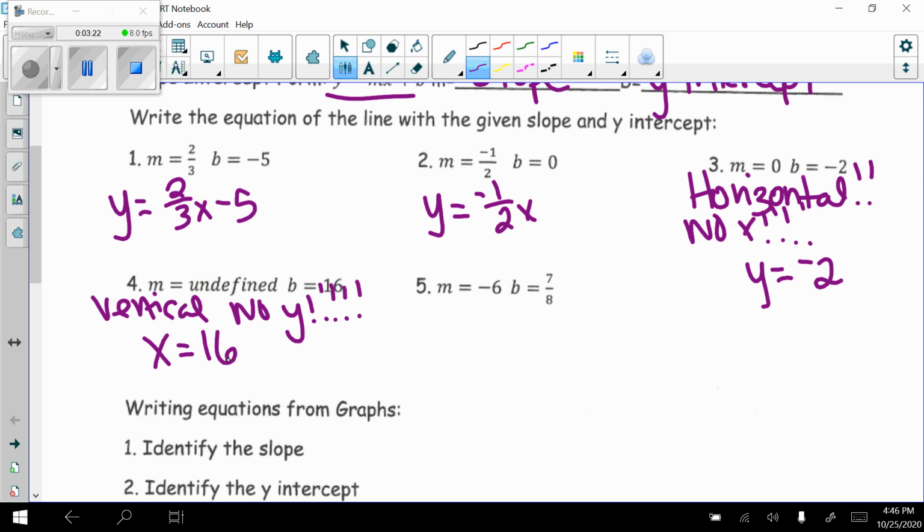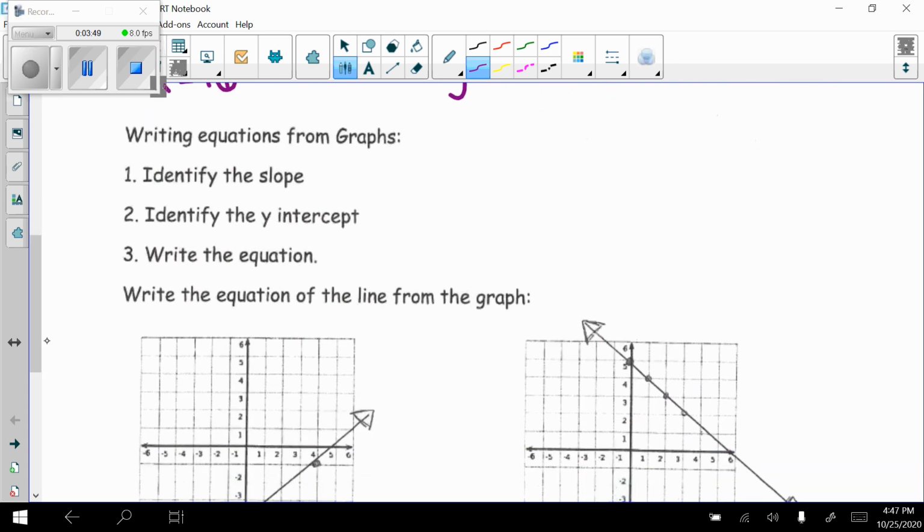All right, let's look at number 5. The slope is -6. The y-intercept is 7/8. So again, I'm just going to replace those two numbers in my equation. y equals, instead of m, -6 times x plus 7/8. So that's writing the equation in slope-intercept form when they tell me what the slope is and what the y-intercept is. Now let's look at writing equations from graphs.